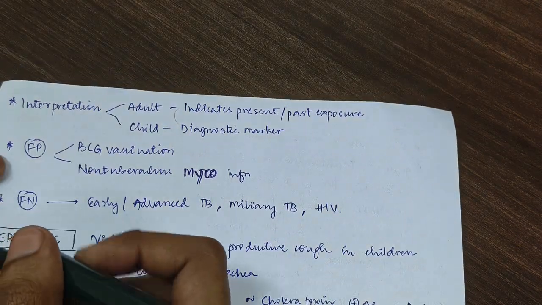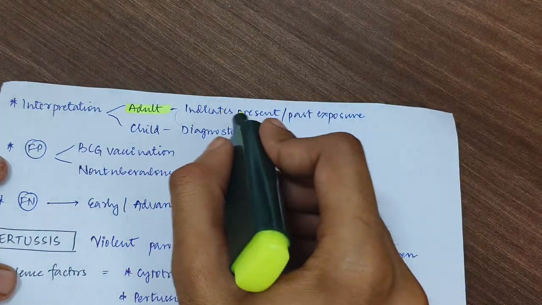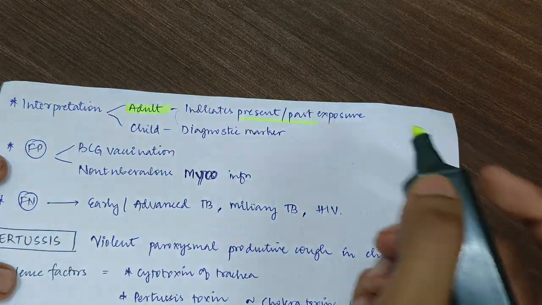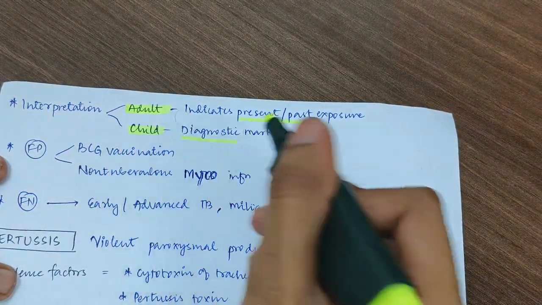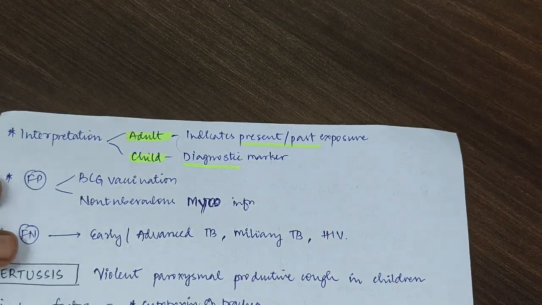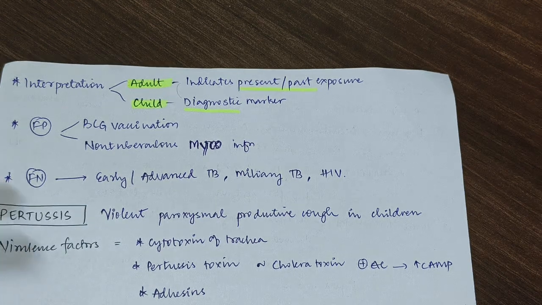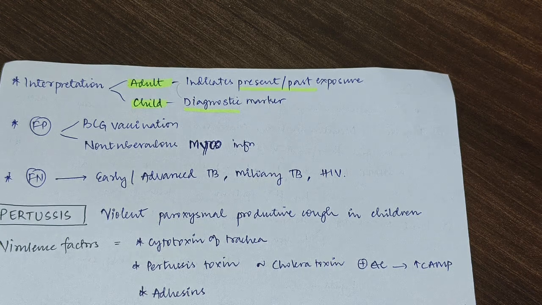Interpretation of this particular tuberculin test: in adults, it is used as an epidemiological marker because it indicates present or past infection, whereas in a child it is diagnostic. If it is positive, the child is having TB. False negatives are seen in BCG vaccination and non-tuberculous mycobacterium infection. False negatives are also seen in early or advanced TB, miliary TB, and HIV patients, where there is decreased cell-mediated immunity.